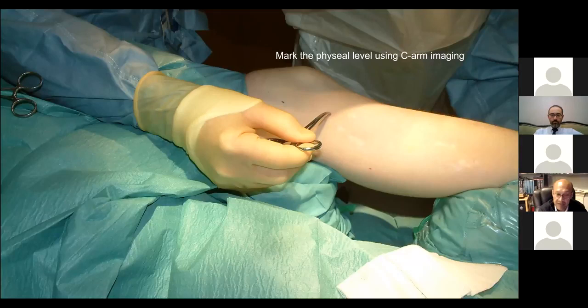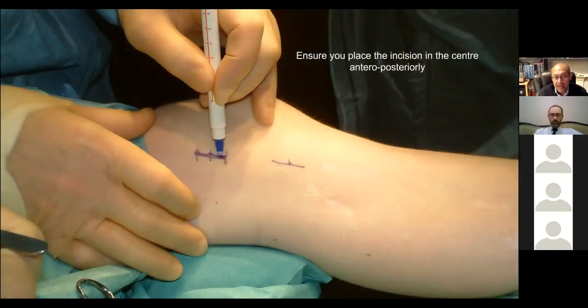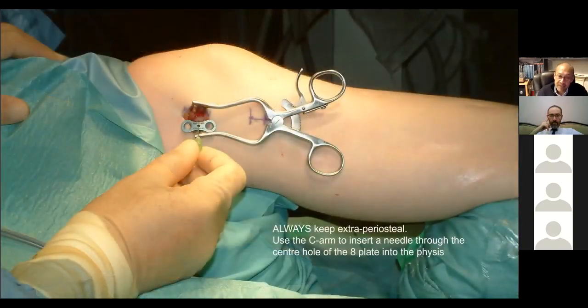level, if it's distal femur, proximal tibia, using the C-arm. I will then ensure I locate the center in the AP direction, anteroposterior direction of the physis, and I will mark this on the skin. So here you can see one mark for distal femur, one mark for proximal tibia. The incision is very small.